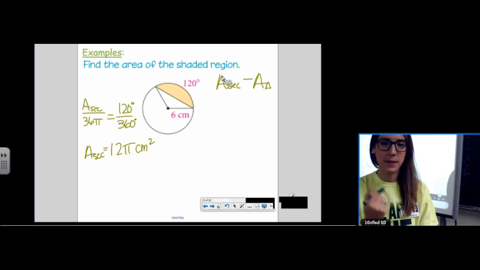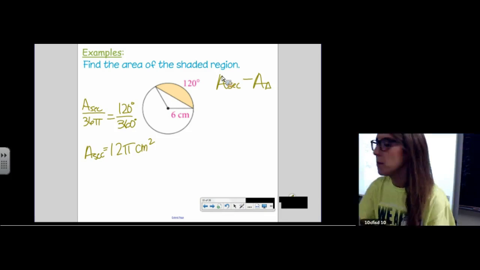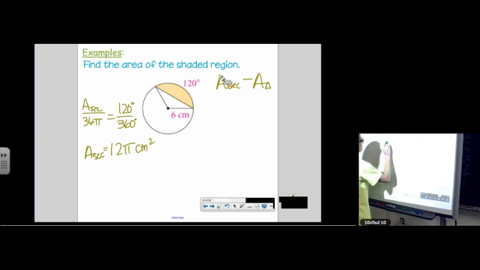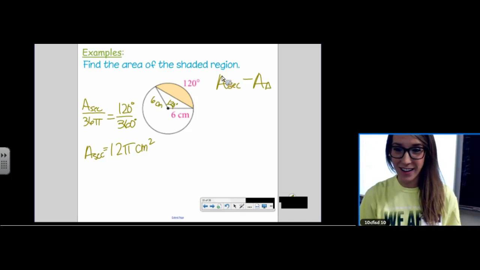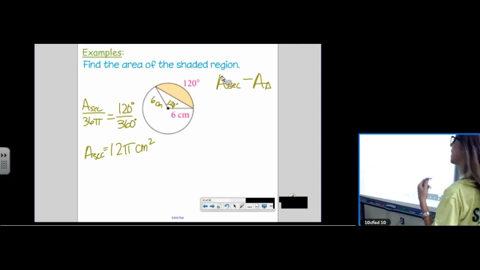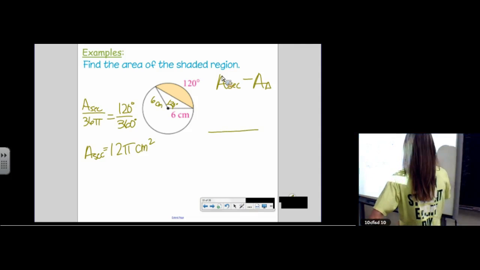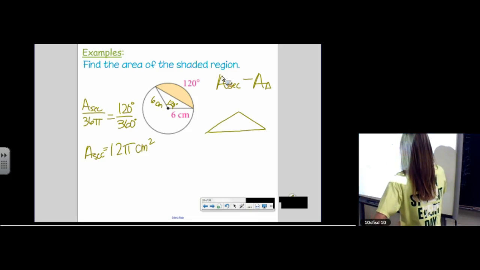It's not 6 times 6 divided by 2 this time, because that is not a right triangle. So this is 6 again. That's cool. What's this angle right here? The measure of a central angle is equal to its intercepted arc. Whoa. So I'm going to redraw this real quick, just to help you see it.